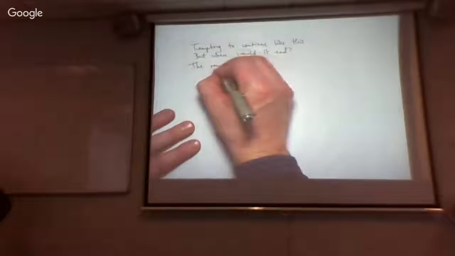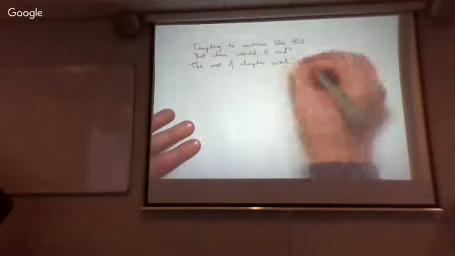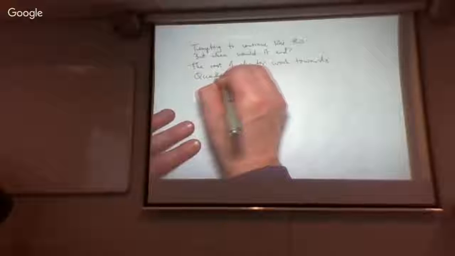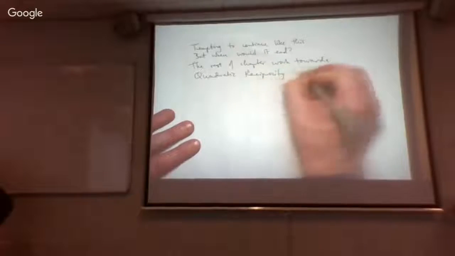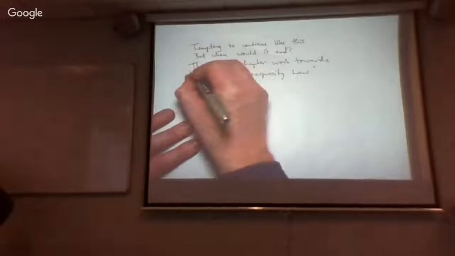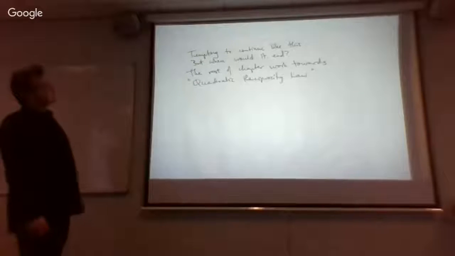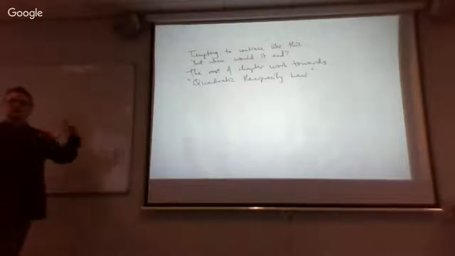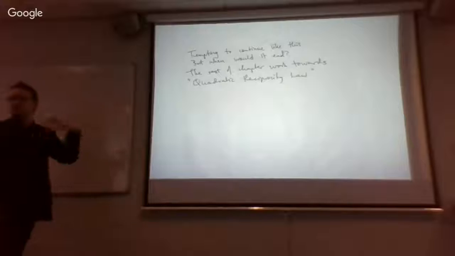The rest of the chapter works towards the quadratic reciprocity law. Quadratic reciprocity law is this really nice result. See, reciprocity is about things going back and forwards, reciprocal. Me to you and you to me. It's that kind of interchange idea.